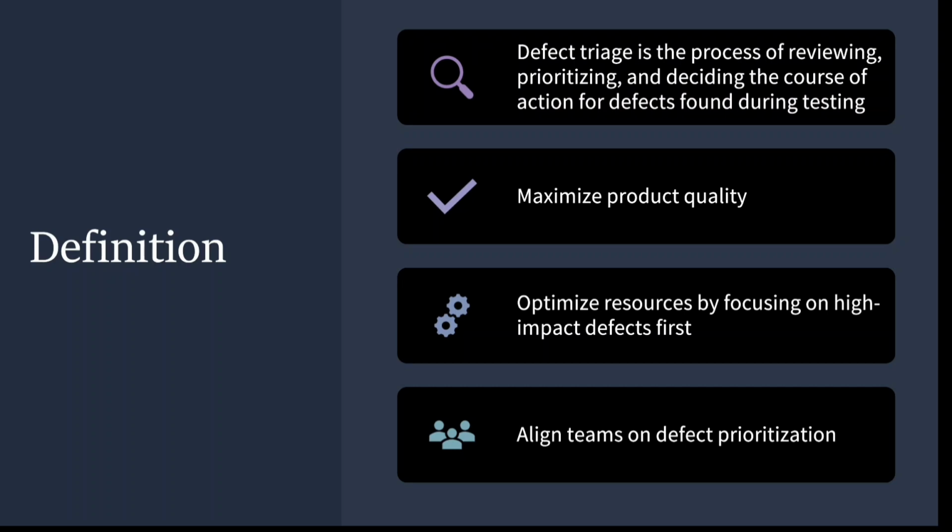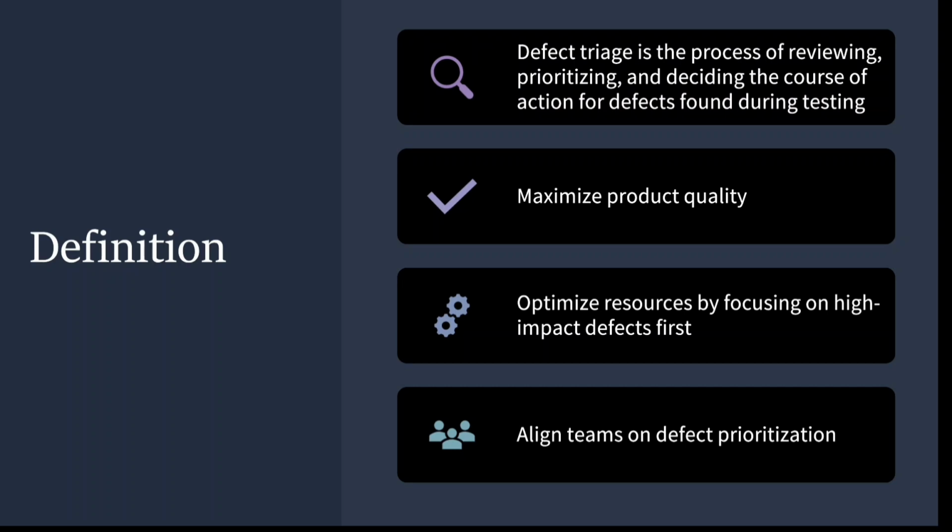Through the defect triage, we can maximize our product quality. We can optimize resources by focusing on high impact defects first. And that way, we can align the teams based upon our defect prioritization. So we can handle the most crucial and most critical defects fast, and secondly, the minor defects or small defects we can take up later.